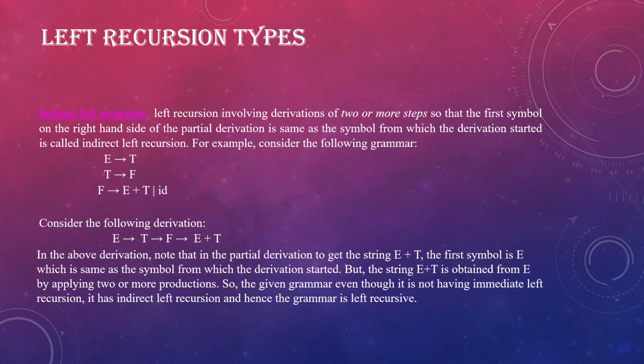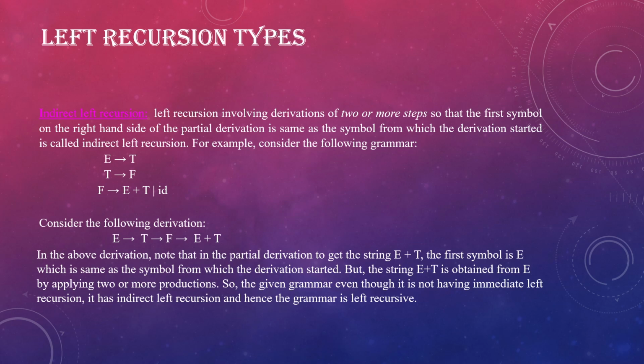So the next type is indirect left recursion. Left recursion involving derivations of two or more steps, so that the first symbol on the right hand side of the partial derivation is the same as the symbol from which the derivation started, is called indirect left recursion. For example, E tends to T, T tends to F, F tends to E plus T or ID. Consider the following derivation, where we can see E tends to T, T tends to F, F tends to E plus T.